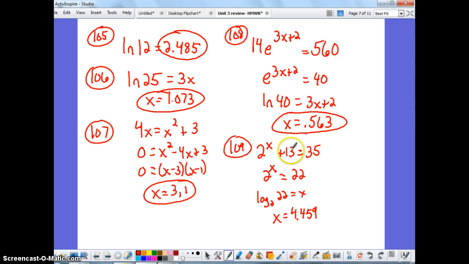109, very similar. You first want to subtract this 13. So 35 minus 13 is 22. Rewrite it, log base 2 of 22 is equal to the x, and solve, you get 4.459.